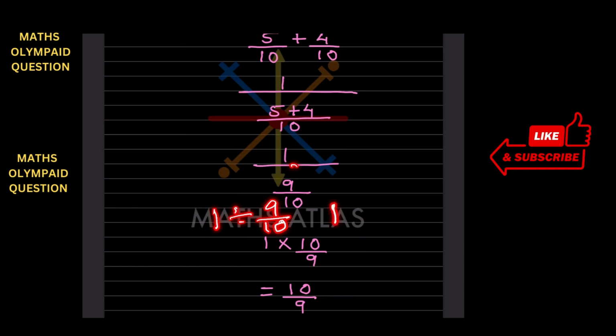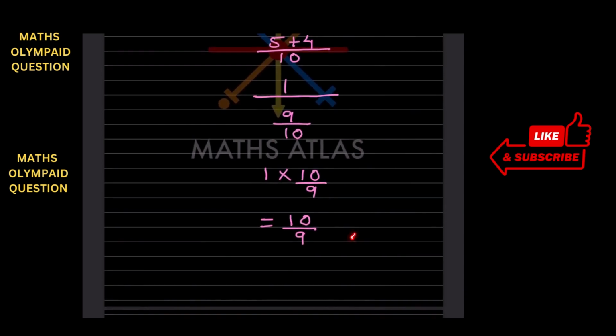Which is nothing but 1 multiplied by, if you change the sign of the division to multiplication, the reciprocal, that is going to be 10 by 9. This is what I wrote. So now this is the last step: 1 multiplied by 10 is 10 by 9. So this is the final answer. Hope you got this one.